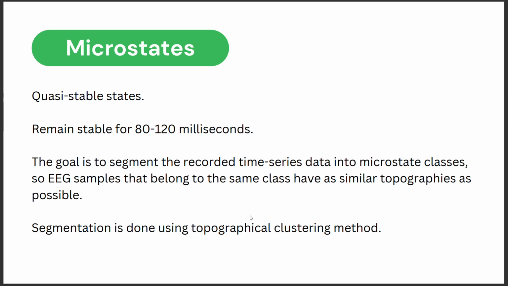Now, what are microstates? They are the quasi-stable states which remain stable for 80 to 120 milliseconds. Microstate analysis is a method where states are defined by topographies of electrical potentials over a multi-channel electrode array. The goal is to segment the recorded time series data into microstate classes so EEG samples that belong to the same class have as similar topographies as possible. Segmentation is done using topographical clustering methods.